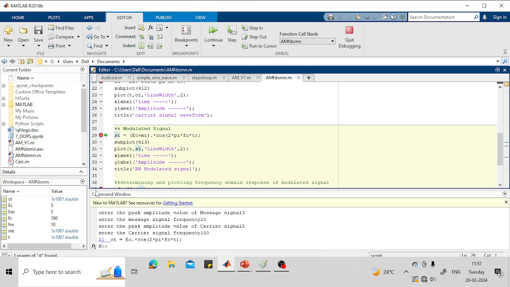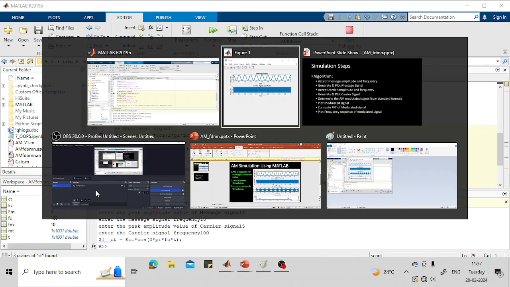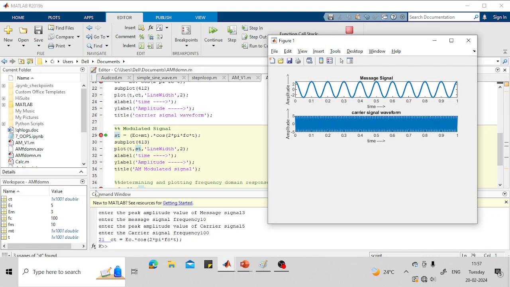Okay, I'll go for the figure. Yes, you can see here in the figure we are able to get a carrier signal also. You can see the carrier's amplitude is 5 to minus 5. That's also fine. After this you can observe our code moved from message signal to carrier signal.